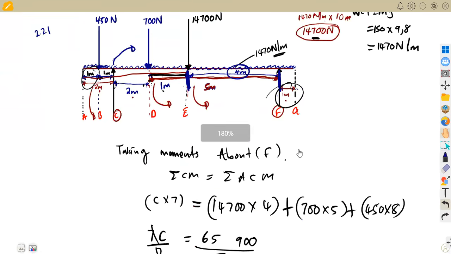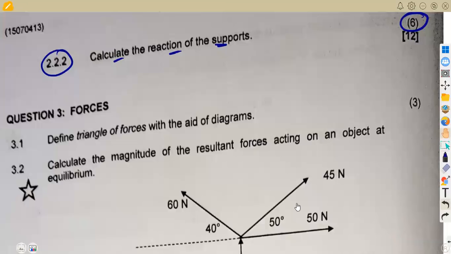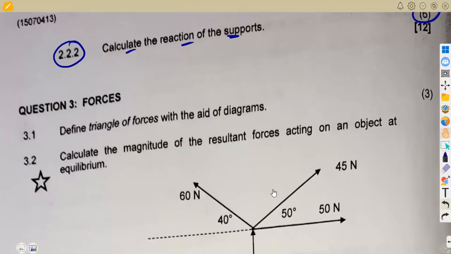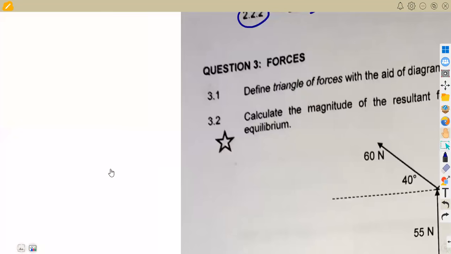So remember, that was the information that we had taken from this question number 2, working with the beams, in this case, working on our moments. All right, so that was it, 12 marks for that. All right, question 3, which is now just revision. Define triangle of forces with aid of diagrams. We are not just supposed to describe. No, we are supposed to use with the aid of what? Of diagrams. So that's question number 3, and 3.1.